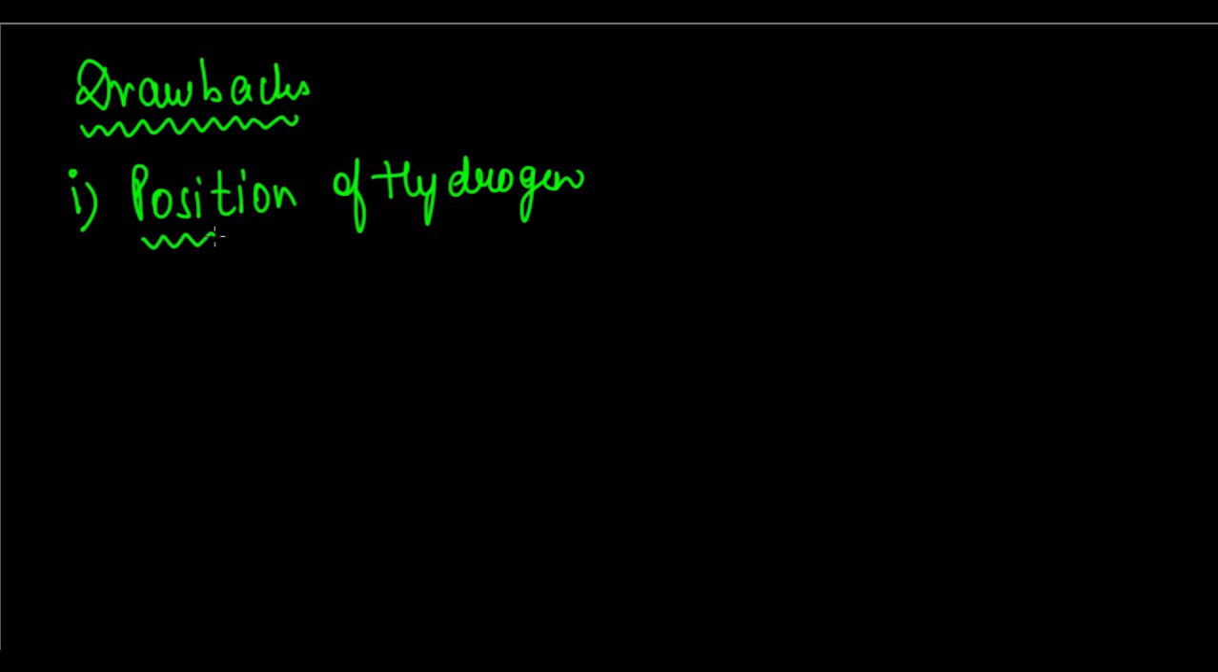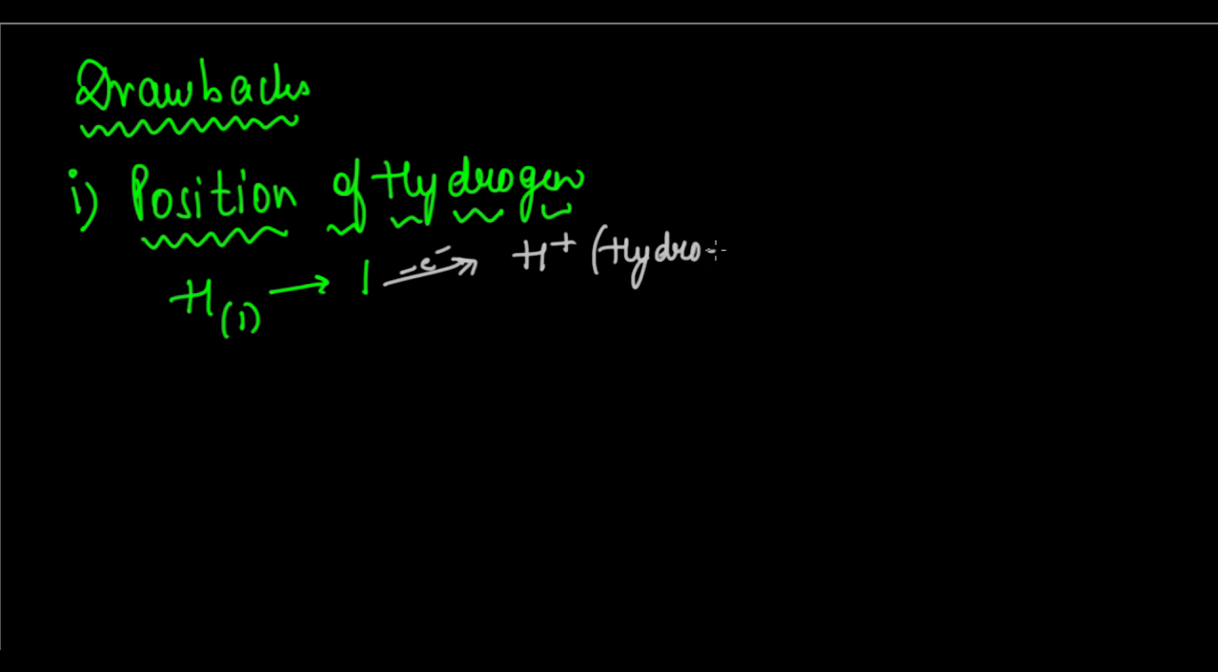Now, position of hydrogen. If you look at hydrogen, it has an atomic number of 1. So its electronic configuration just has 1 electron, right? Now, there are 2 things which can happen with this hydrogen. Either it can lose 1 electron and form H+, which is a hydrogen ion, right? Or in the same way, without much of a difference, it can even gain an electron and form H minus, which is a hydride ion.